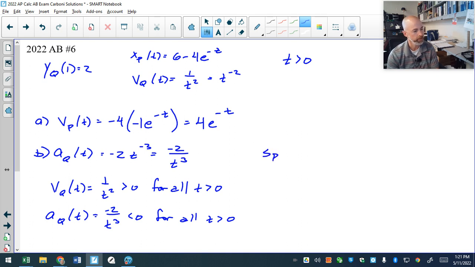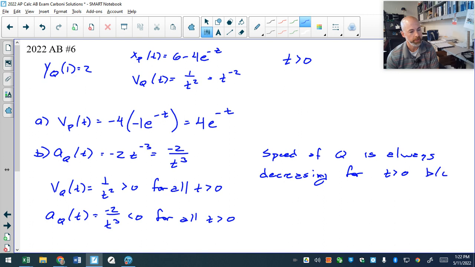So the speed, it is q, right? We're not talking about p. Okay, so the speed of q is always decreasing. Decreasing for t's greater than 0 because the velocity of particle q at time t and the acceleration of particle q at time t have opposite signs.